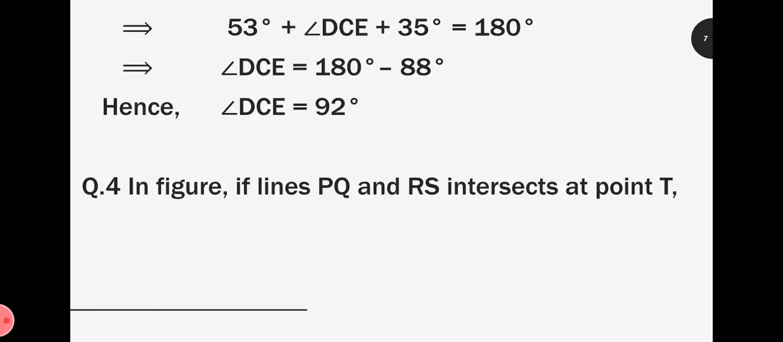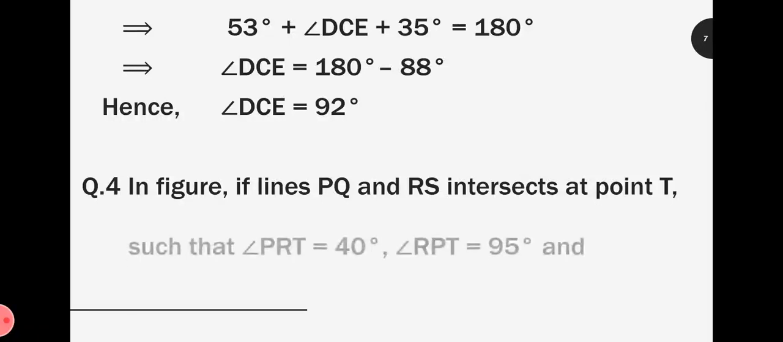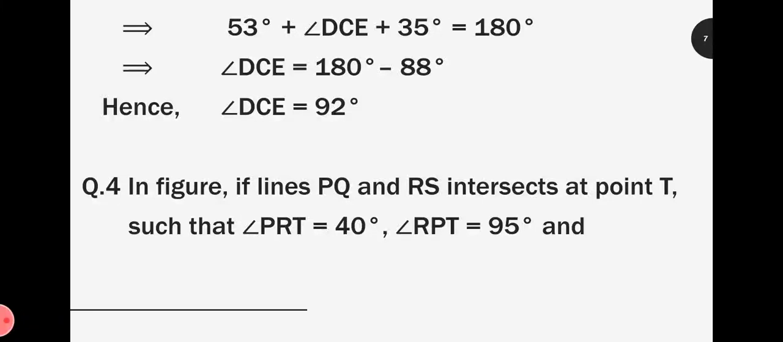Next question, that is question number 4. In the figure, if lines PQ and RS intersect at point T such that angle PRT equals 40 degrees, angle RPT equals 95 degrees and angle TSQ equals 75 degrees, find angle SQT.